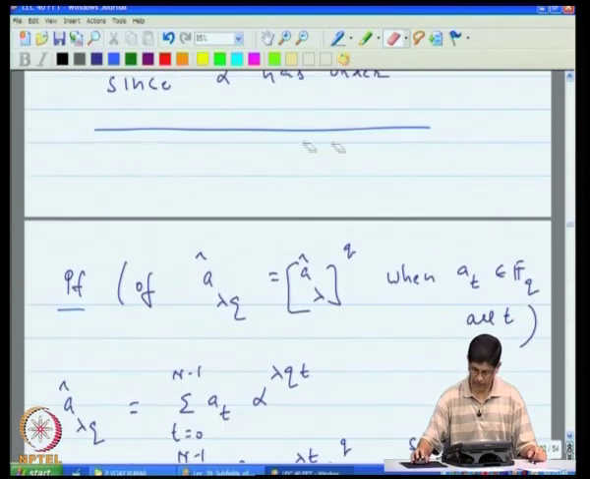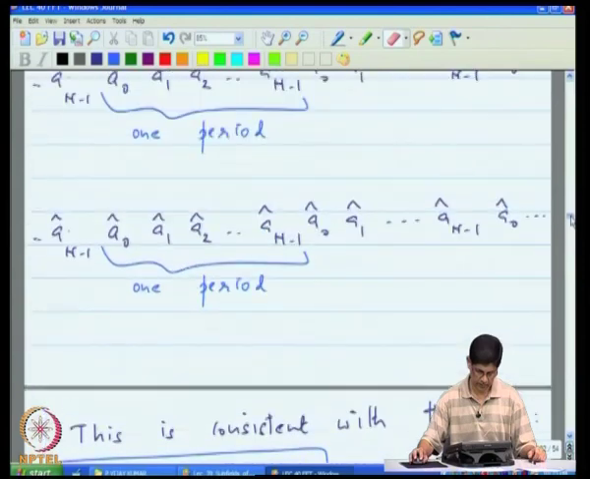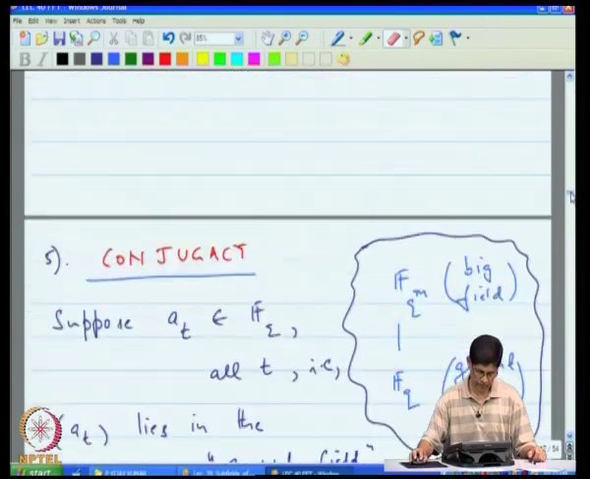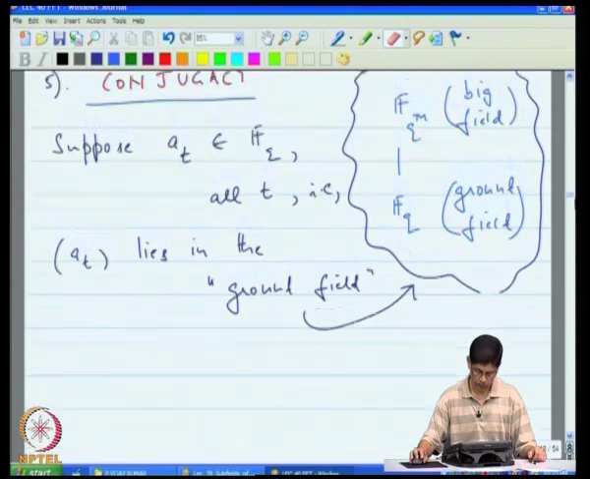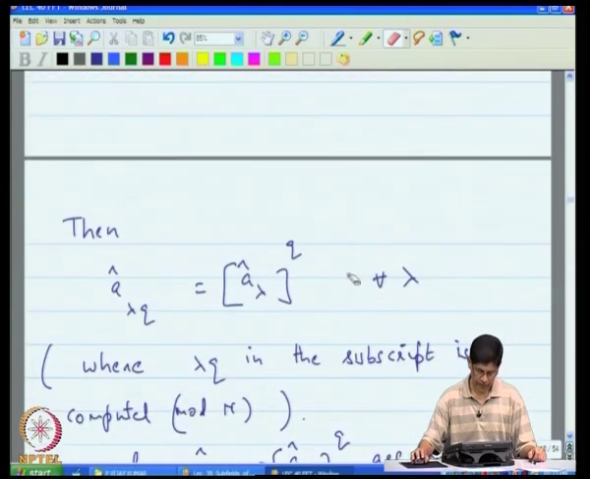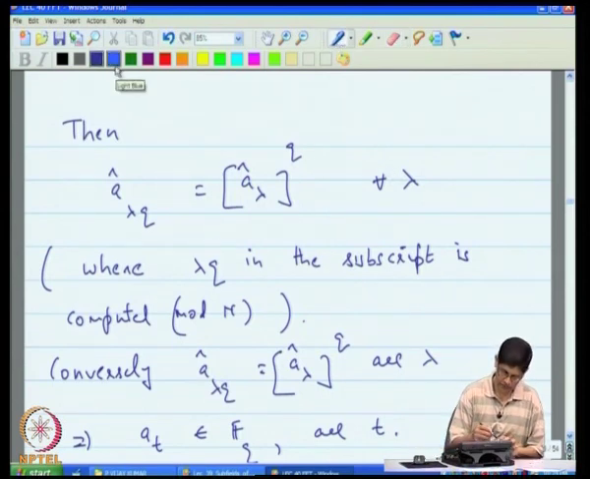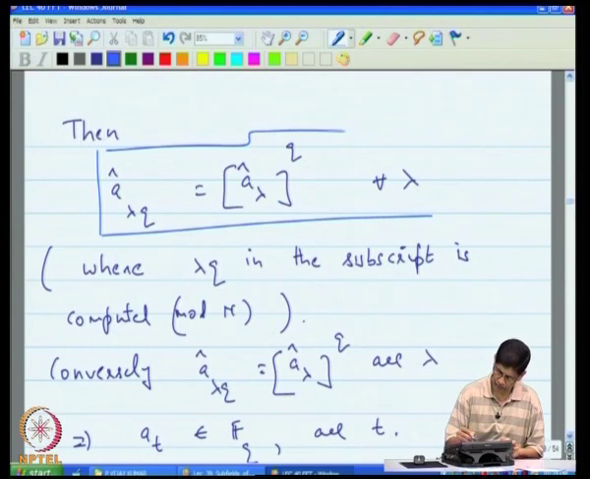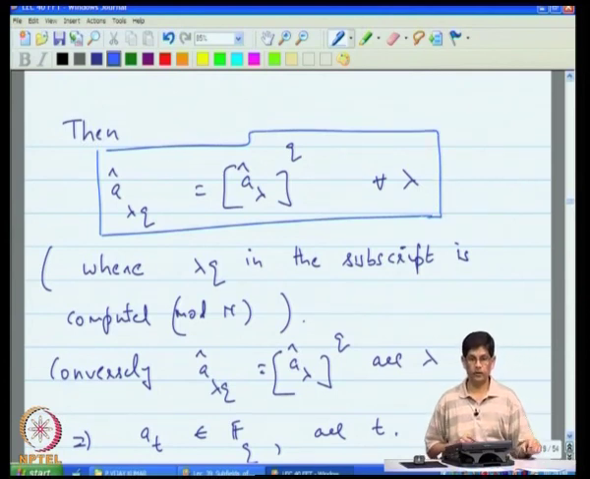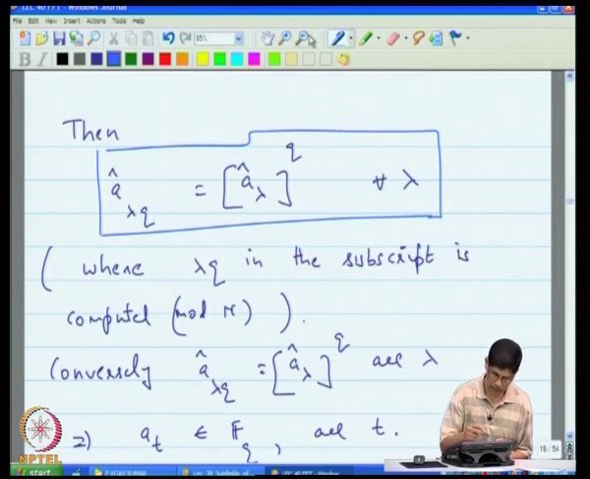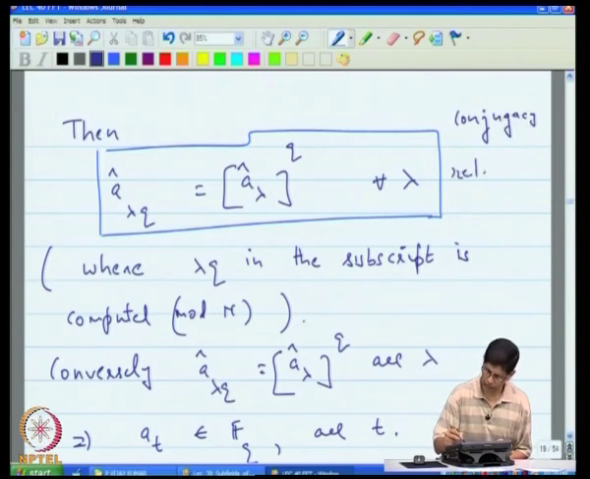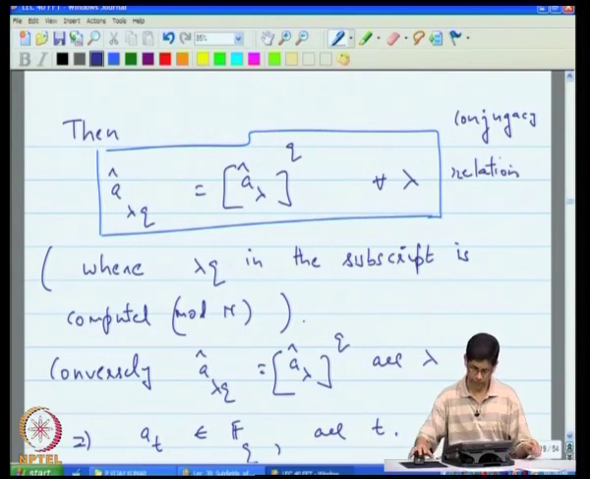Okay. So, with that, now let us get back to our conjugacy relationship. Remember that what we are trying to prove is that if A(t) lies completely in the ground field, then in the frequency domain, in the transform domain, you have this conjugacy relation. So, let me formally call this the conjugacy relation.